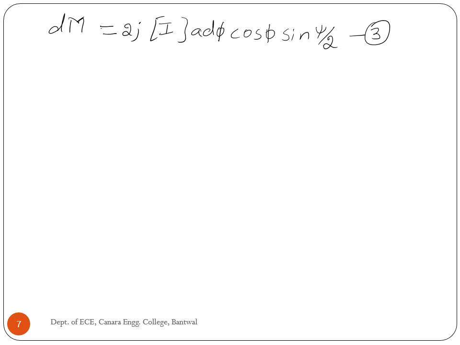The resultant moment dm at a large distance due to a pair of diametrically opposed dipoles is 2jIa dφ cos φ sin ξ by 2, where ξ is equal to 2βa cos φ sin θ in radians.